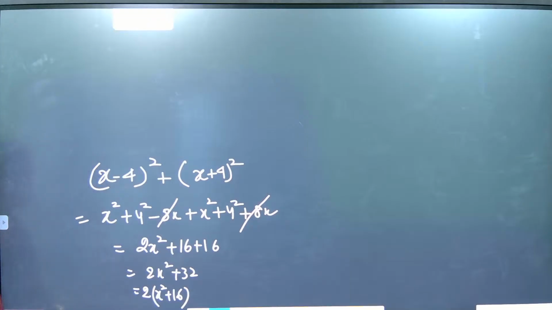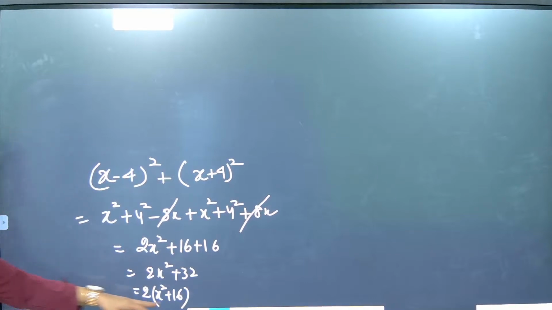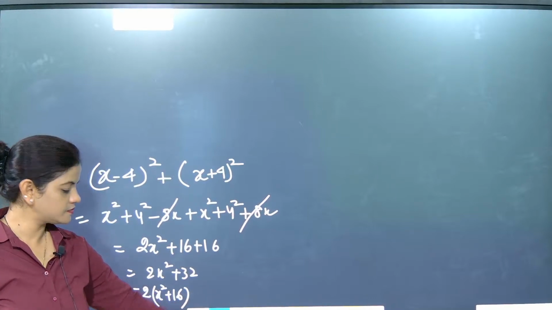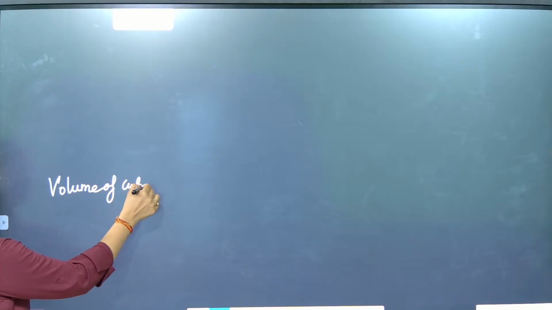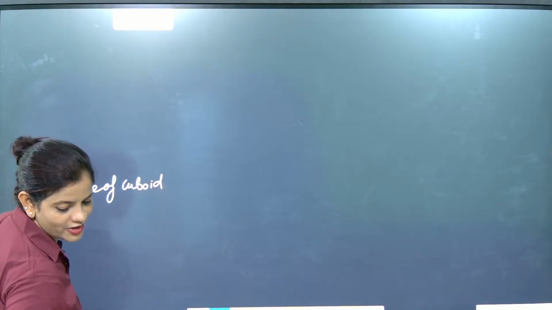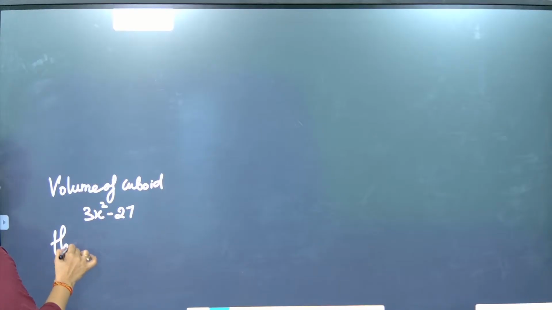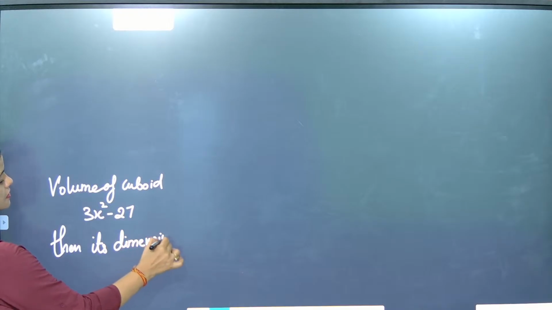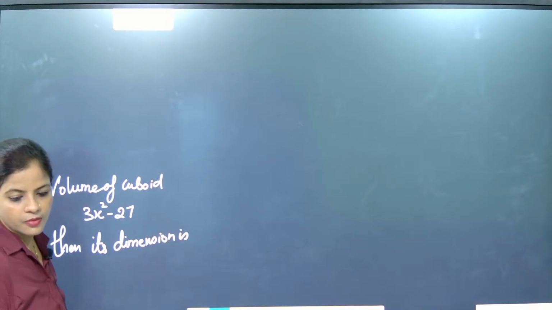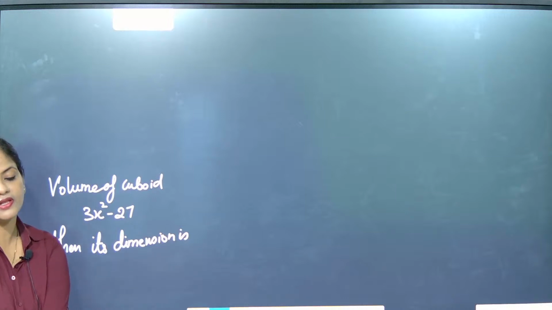Next question, can you start that question now? Shall we start? Ready? Volume of cuboid. Volume of cuboid given is 3x square minus 27. Then its dimension is, come on, say it. Dimension means what? Length, breadth, and height.